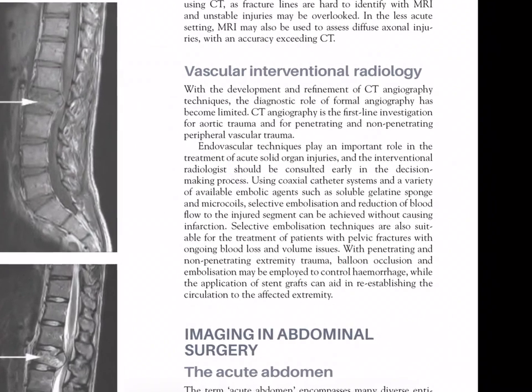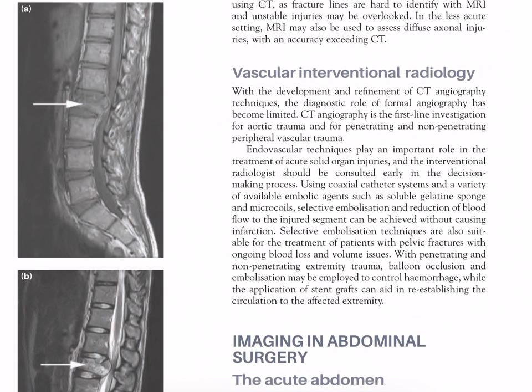Vascular interventional radiology. With the development and refinement of CT angiography techniques, the diagnostic role of formal angiography has become limited. CT angiography is the first line investigation for aortic trauma and for penetrating and non-penetrating peripheral vascular trauma. Endovascular techniques may play an important role in the treatment of acute solid organ injuries, and the interventional radiologist should be consulted early in the decision-making process, using coaxial catheter systems and a variety of available embolic agents such as soluble gelatin sponge and microcoils. Selective embolization and reduction of blood flow to the injured segment can be achieved without causing infarction.